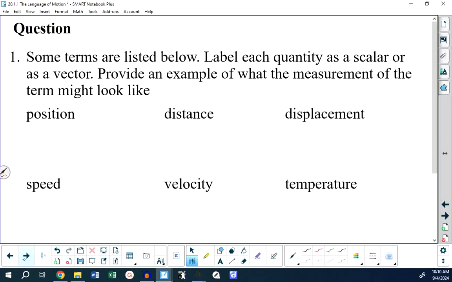So today we're focusing our energy and attention on position, displacement, and distance. So, question. Some of these terms are scalars and some are vectors. Provide an example of what each measurement might look like and label it as a scalar or a vector.